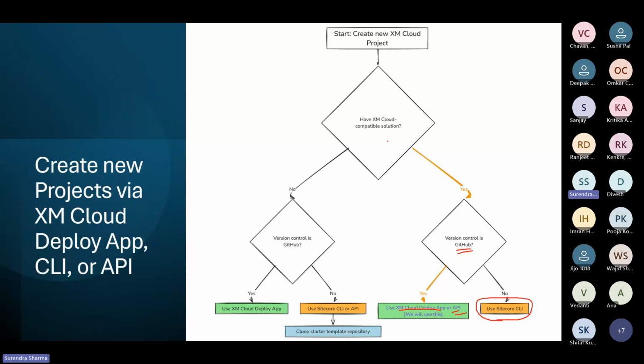This approach is always the best and the recommended one: you should use the compatible solution. It means you should use the Sitecore-provided code-based repository. Second, put it on either GitHub or Azure. We'll see more on GitHub in the upcoming slide as well. But use GitHub or Azure, and then you can directly use the XM Cloud Deploy app as a GUI feature, so you can easily deploy from the XM Cloud interface. But if it's not available, then you can use the Sitecore CLI. So for all these scenarios, we have solutions available.